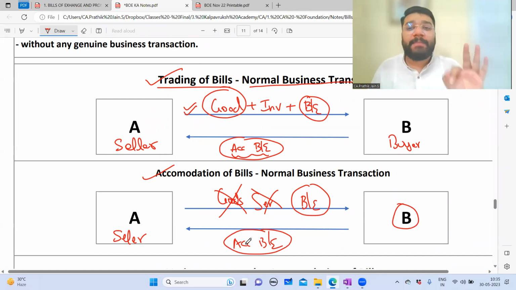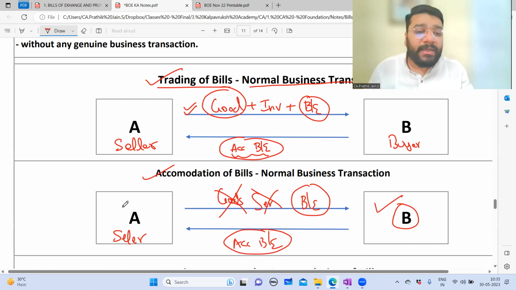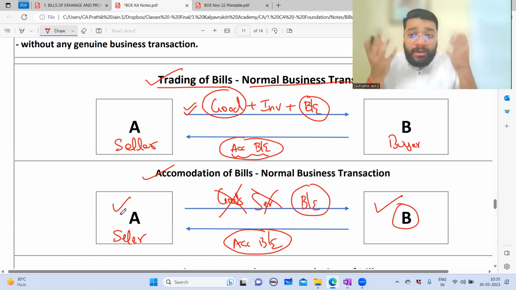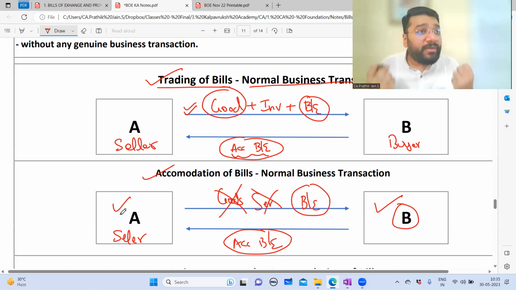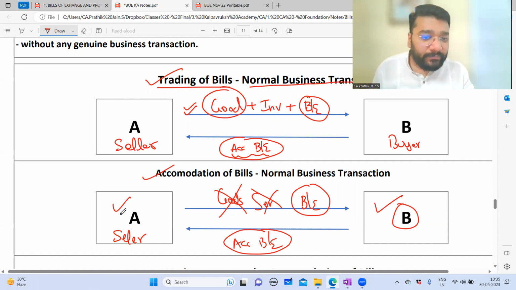When somebody is accepting the bill, it is a responsibility that he is taking, that in future on the due date, I will pay the money to the seller. Now the question that arises is, why is B making the future payment to the seller when B has not received anything in return? B has not received any goods. B has not received any services. Then why on earth is he accepting to pay the money in future? Why is he undertaking a liability to make the payment in future?